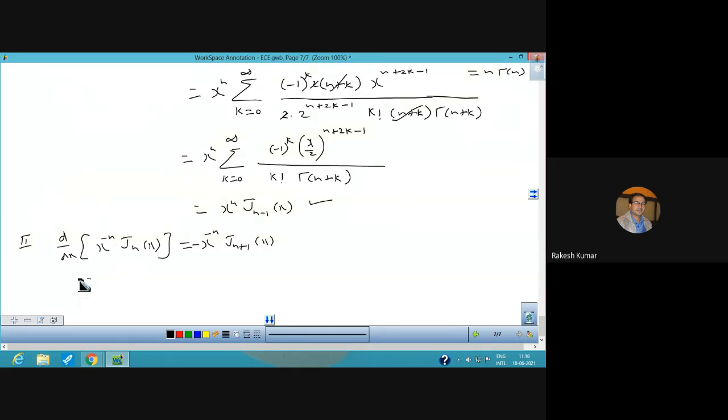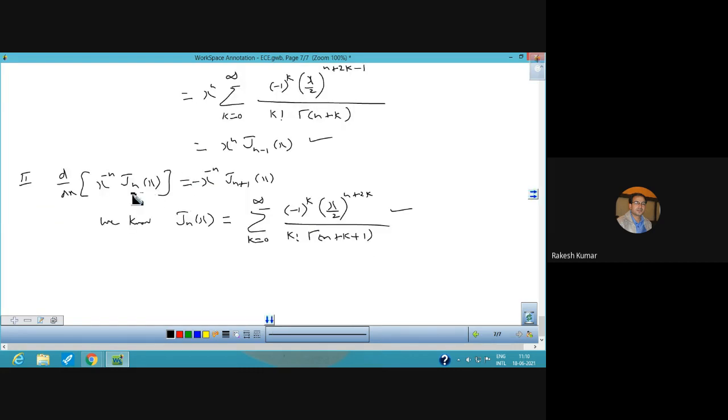Now we know what J_n(x) is. We know the value of J_n(x), and that will be summation k from 0 to infinity, minus 1 raised to power k, (x over 2) raised to power n plus 2k, divided by k factorial gamma n plus k plus 1. This is your J_n(x). Now, for proving the second recurrence formula, we can multiply this term with x raised to power minus n.